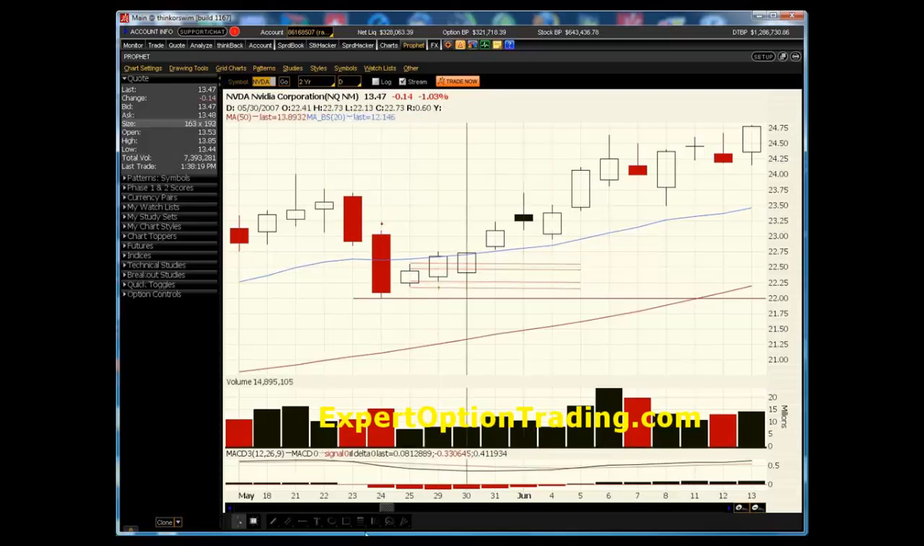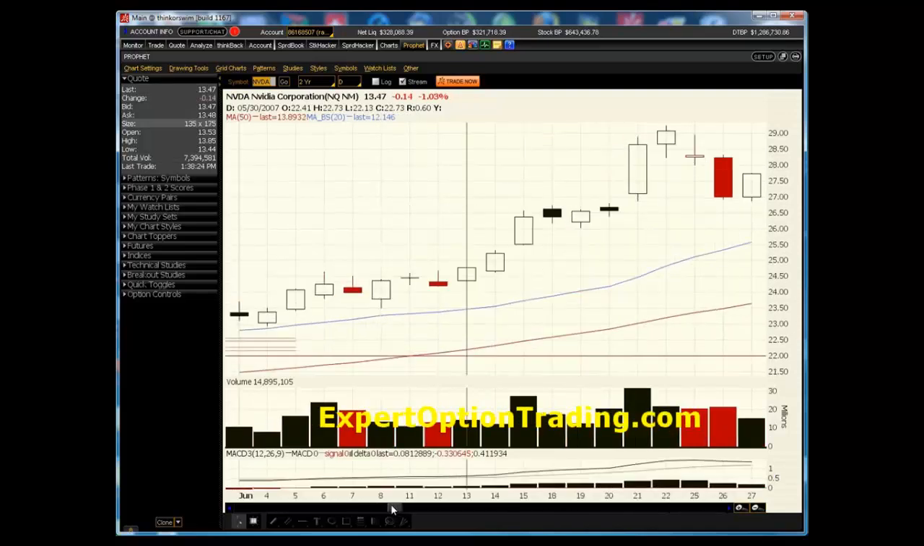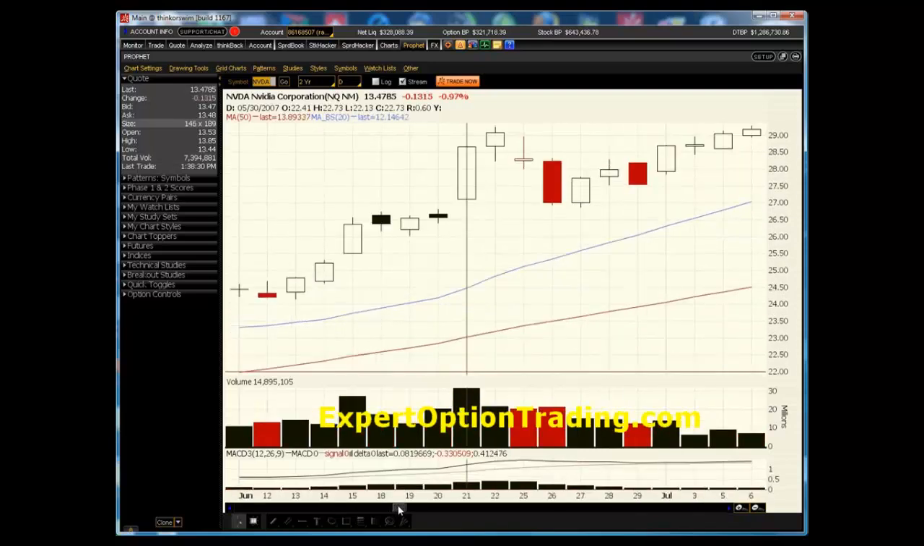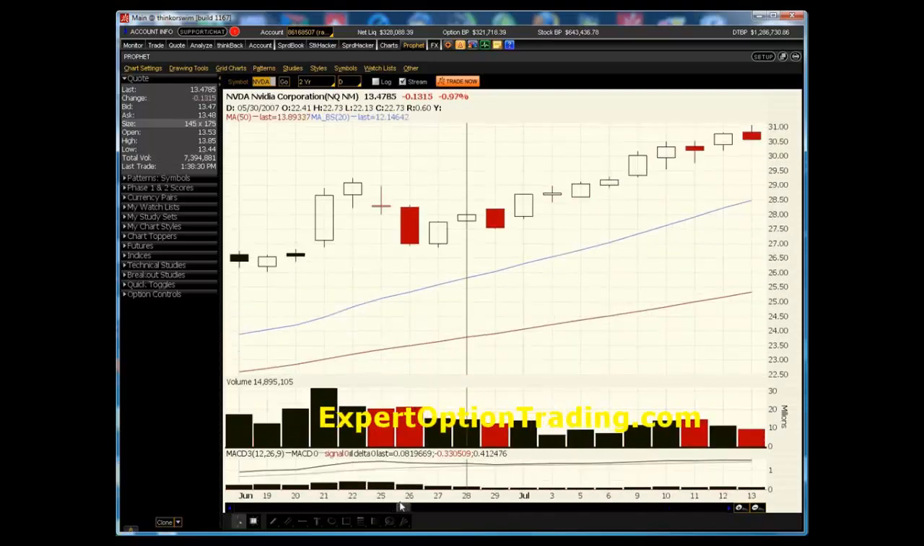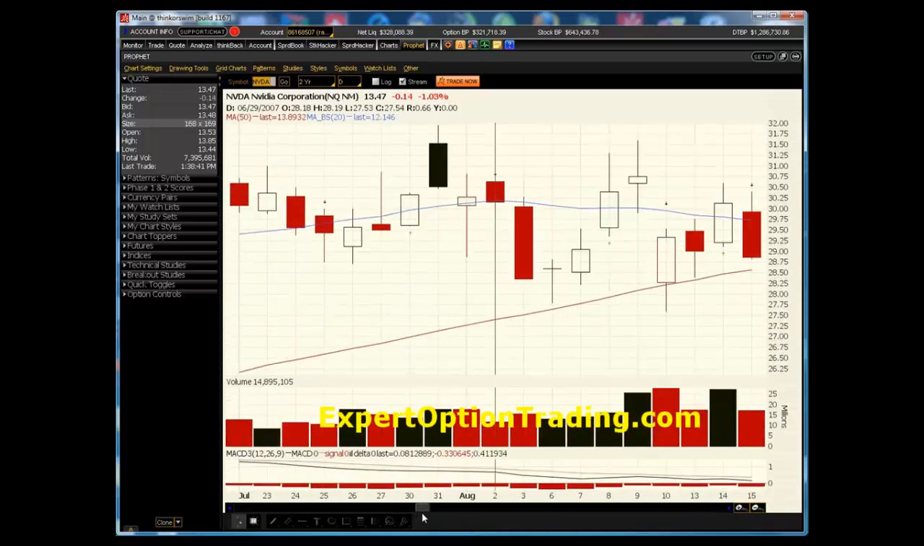Let's take a look and see if there's any additional opportunities in Nvidia here. We're looking for inside days that look particularly good. Normally, if you take the higher range bars here and then try to find an inside bar against those, they tend to work out more often.